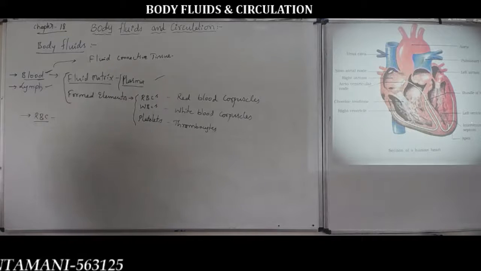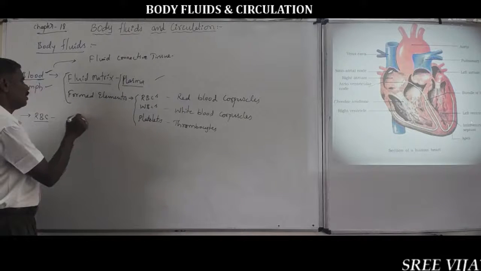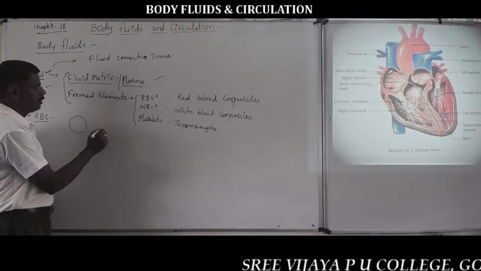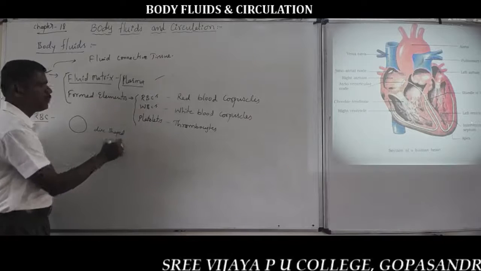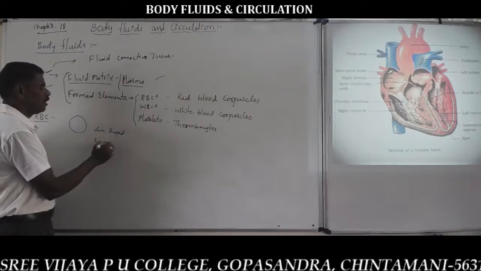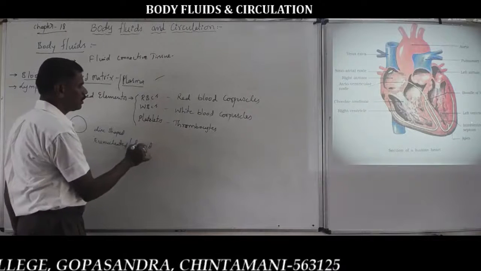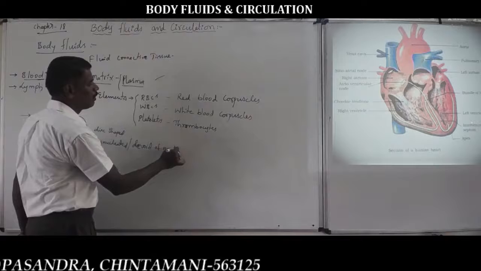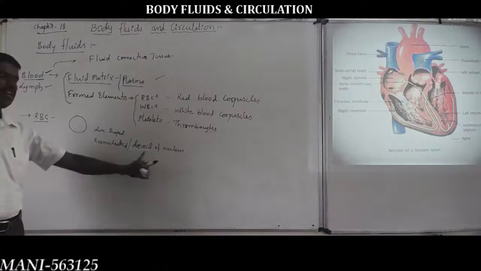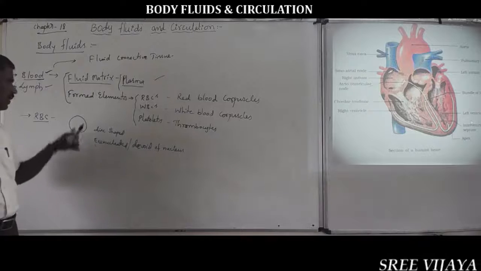The red blood corpuscles are disc shaped cells and enucleated, or devoid of nucleus. So in humans the RBCs are devoid of nucleus, or enucleated. There is no nucleus in the RBC.